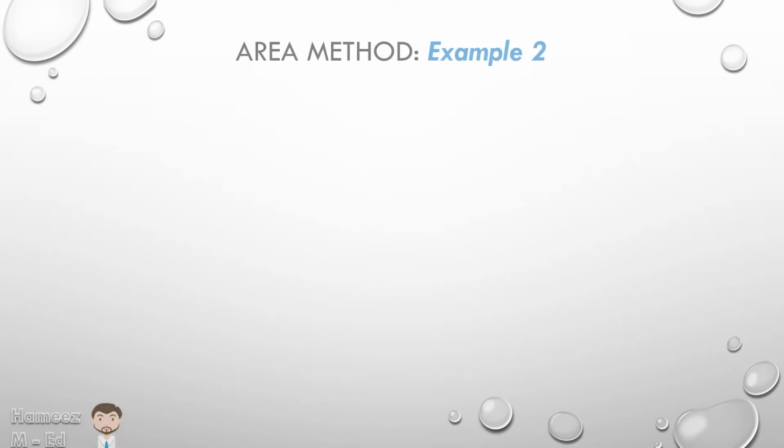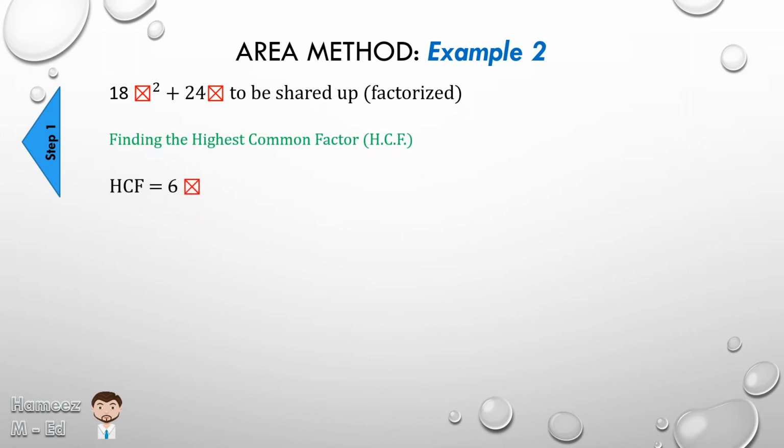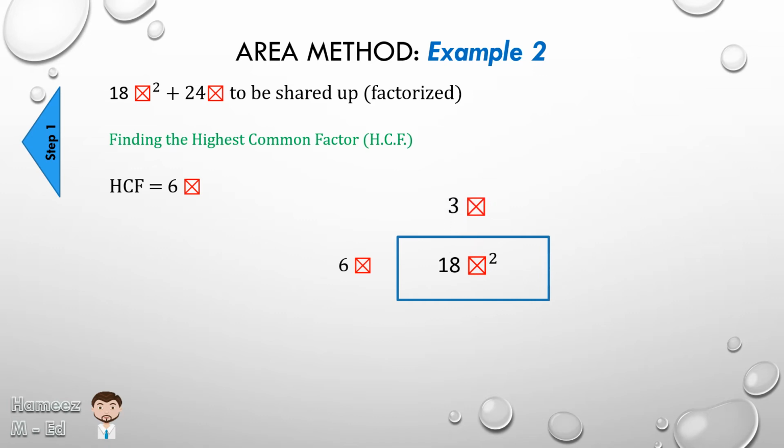In this method, we repeat step 1 of finding the HCF. When we have completed it, we now apply it to the area of a rectangle. Since the area of a rectangle is length times breadth, we take one side to be the HCF, which in this case is 6x. Since we know the area of the first rectangle is 18x squared, and one side is 6x, then the other side is 3x.